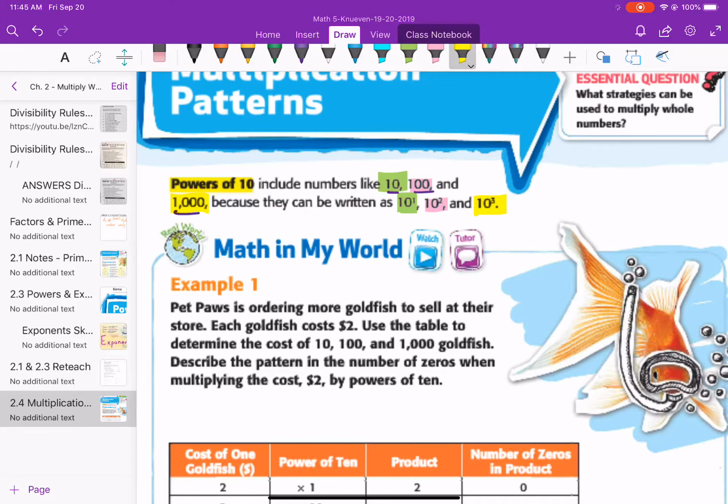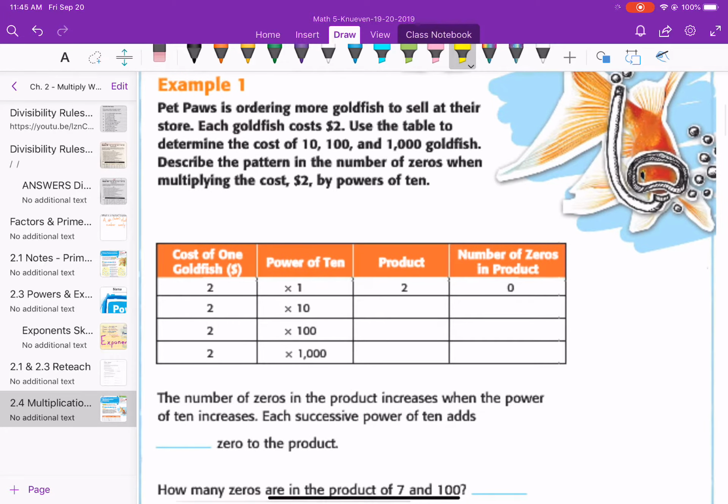So let's look at an example right now. Pet Paws is ordering more goldfish to sell at their store. Each goldfish costs $2. Use the table to determine the cost of 10, 100, and 1,000 goldfish. Describe this pattern in the number of zeros when multiplying the cost, $2, by each power of 10.